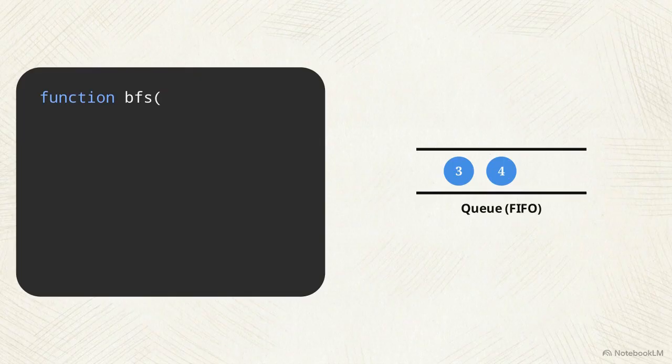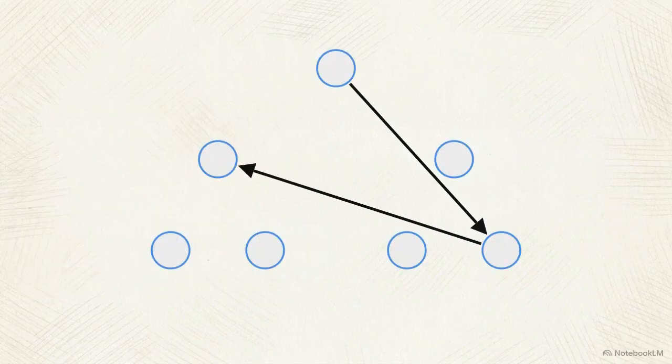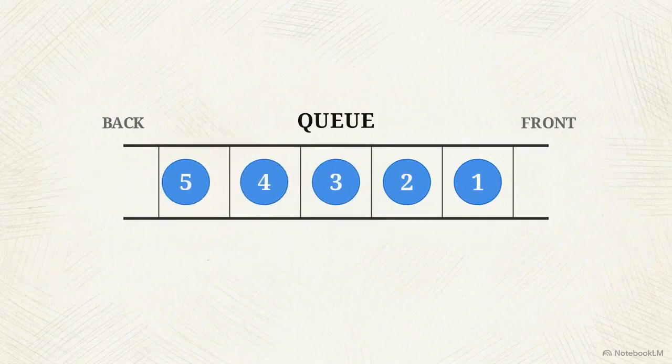To write this, we set up our main function and immediately handle our base case. If the root node is completely null, we return an empty array and move on. Managing breadth doesn't require tricky spatial navigation. It simply requires putting nodes in a queue and trusting the line to process them in the correct sequential order.